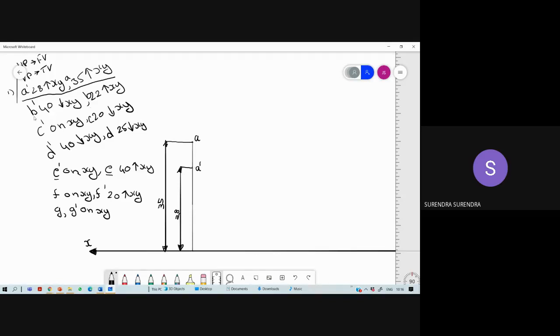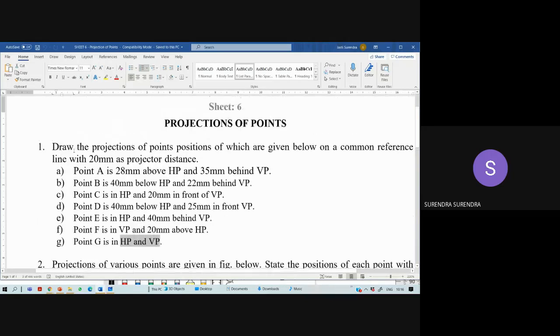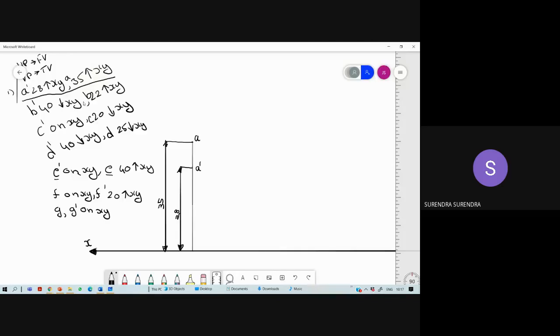Now coming to point B. Before going to problem B, it is given: draw the projections of points, positions of which are given below, on a common reference line, means on a common XY line with 20 mm projector distance. Better make it 30 mm. I'm changing it. What does projector distance mean? I'll represent A dash on the projector, similarly B dash on the next projector. The distance between the two projectors must be 30 mm.